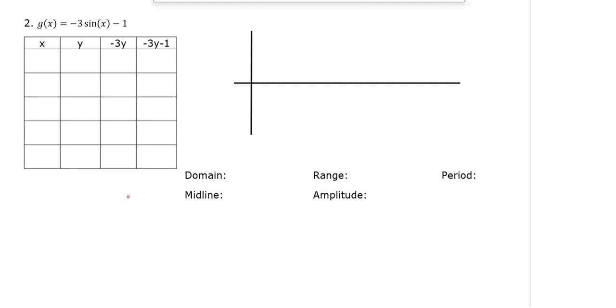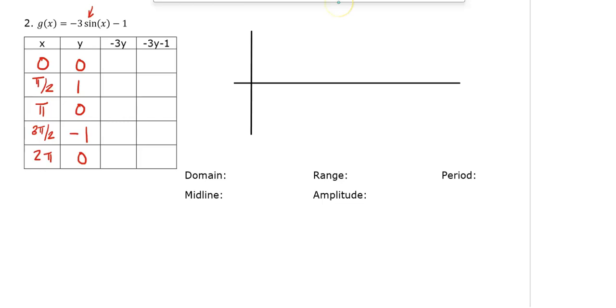The x values here are going to be just those standard 0, pi over 2, pi, 3 pi over 2, and 2 pi. All right, so if I just did sine at all of those values, what is sine of 0? Sine of 0 is 0. Sine of pi over 2 is 1. Sine of pi is 0. Sine of 3 pi over 2 is negative 1. And sine of 2 pi is back at 0. Okay, so those are the values that are on my unit circle.